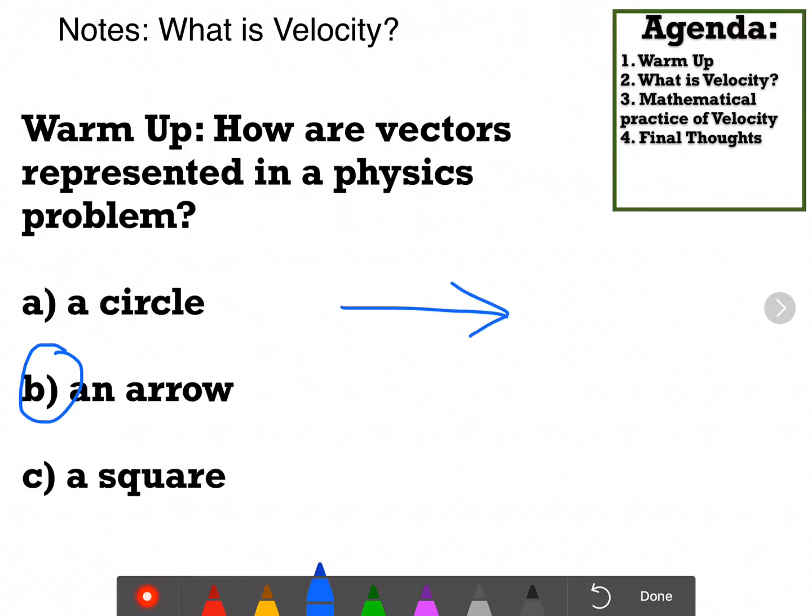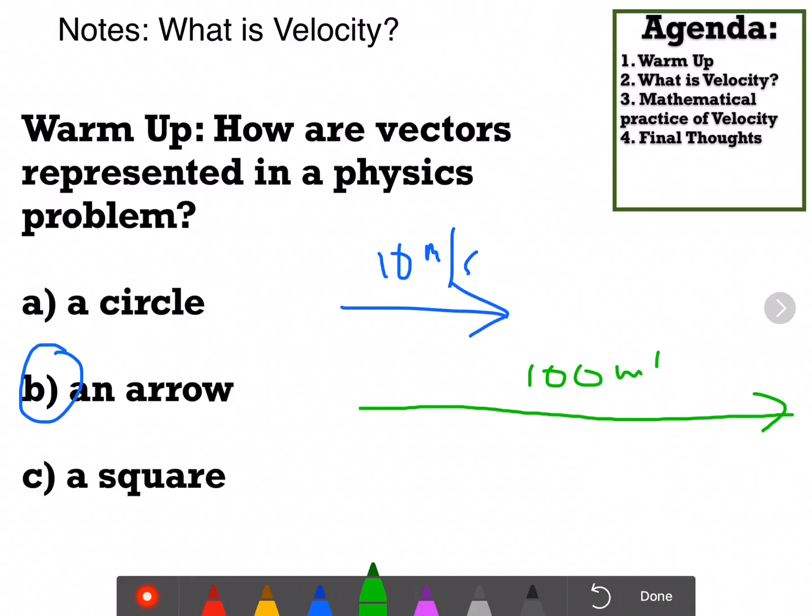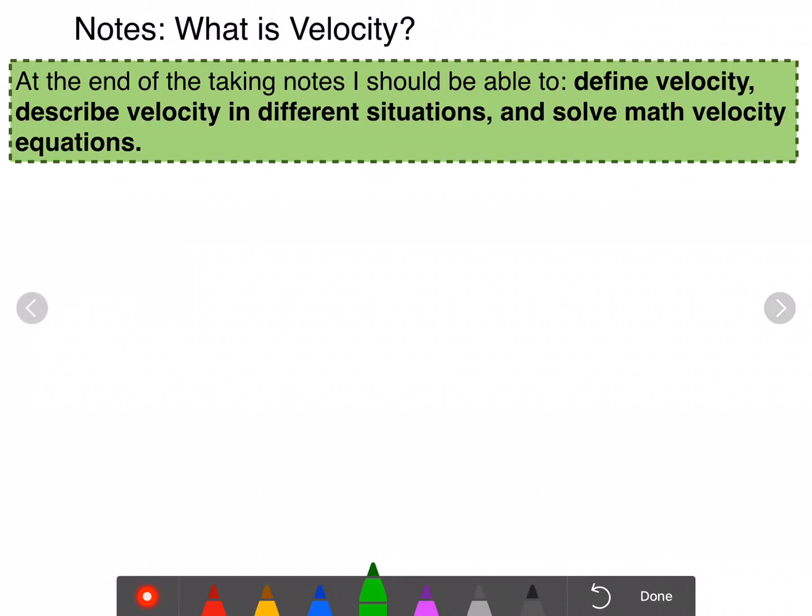We're always going to represent it with an arrow, and usually on top we have our units and the amount. So if that's 10 meters per second, and we had a car go faster, maybe 100 meters per second, we're going to have a longer arrow, and we'll put 100 meters per second, and there you go. So moving on to the next slide here.